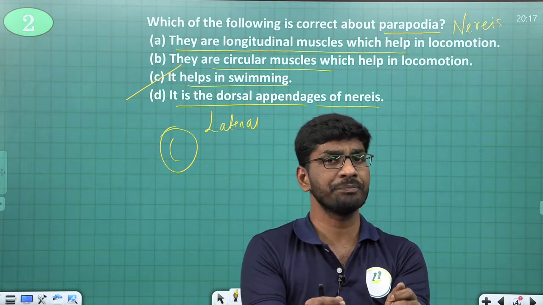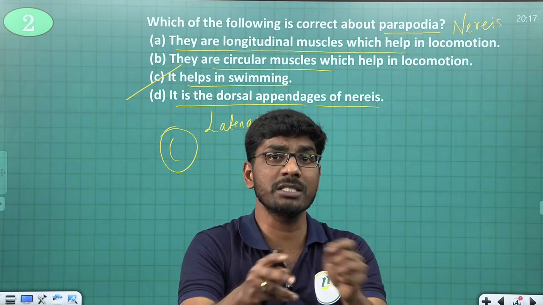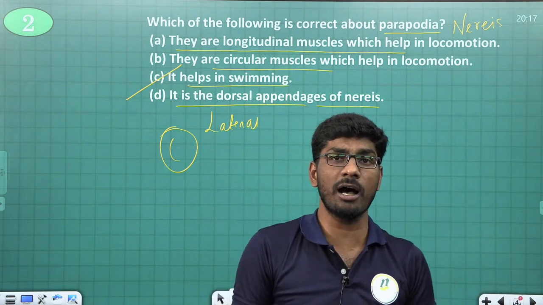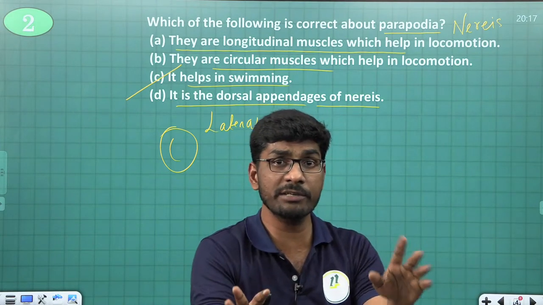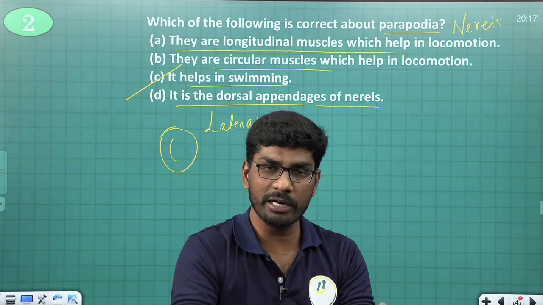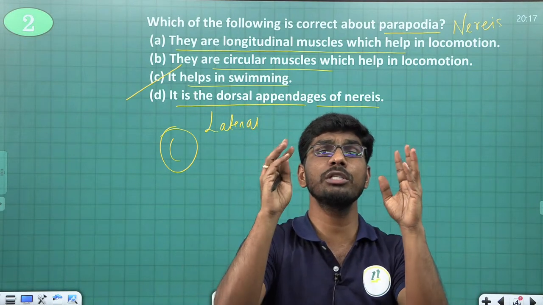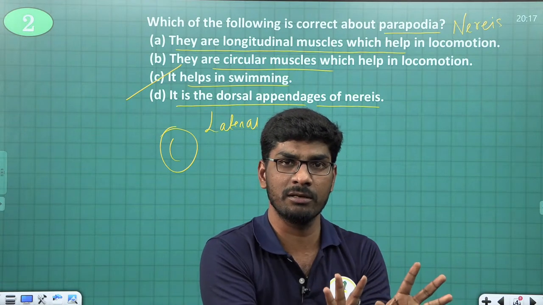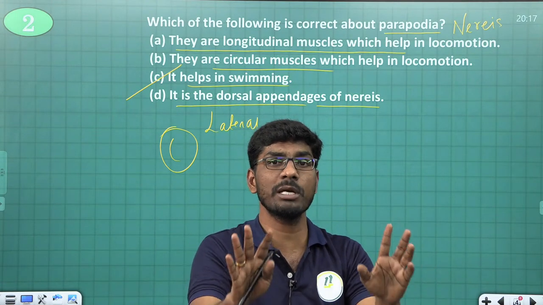Sometimes you will get a question: which of the following is not a characteristic feature of Mollusca? Parapodia are present in Mollusca. Which of the following is not a characteristic feature of Arthropoda? Parapodia are seen in Arthropoda. Remember, my dear kids, parapodia are exclusively seen in Annelida. Parapodia are only seen in Nereis. Got my point? Don't get confused among the options.